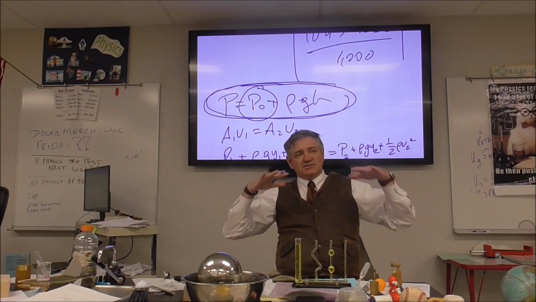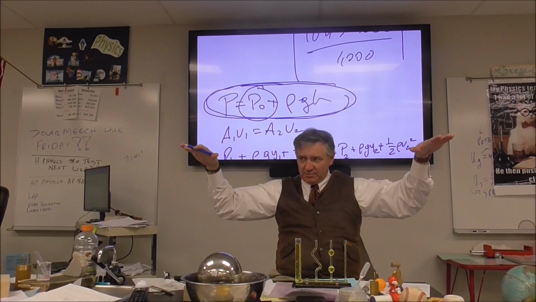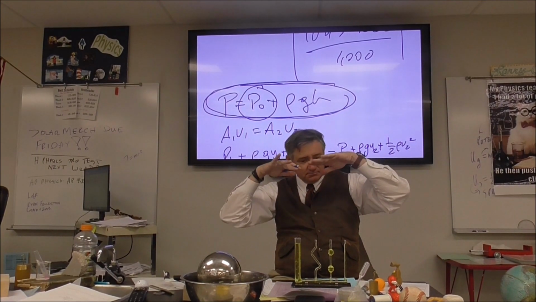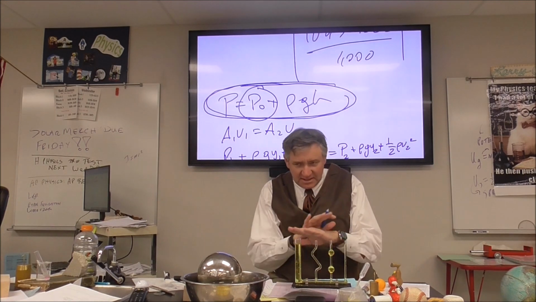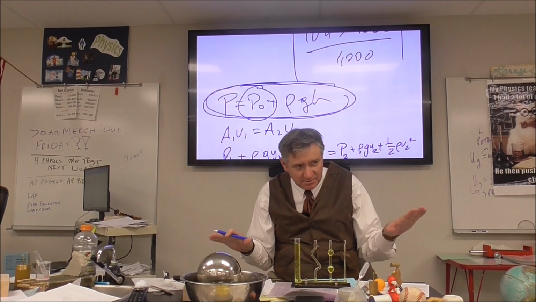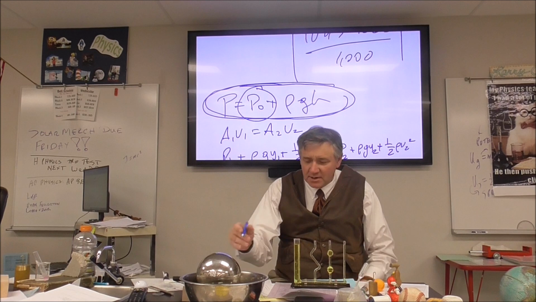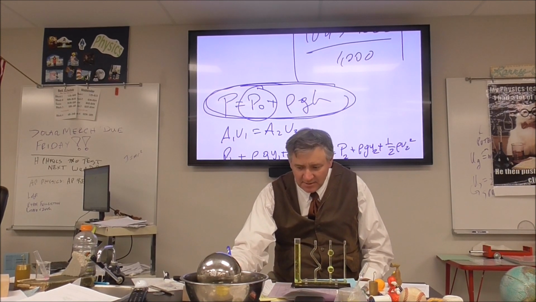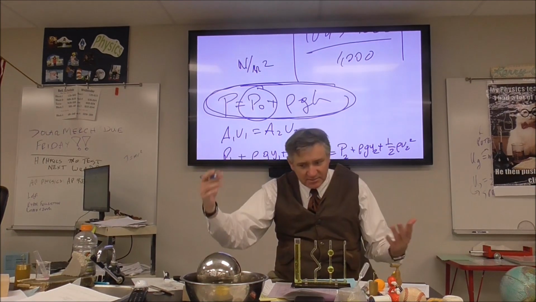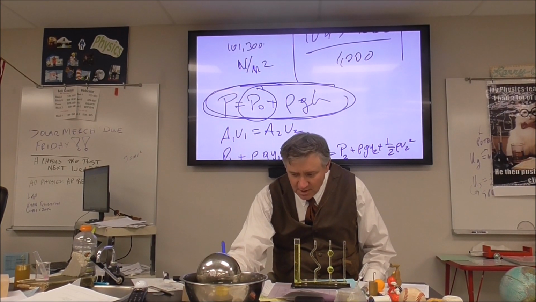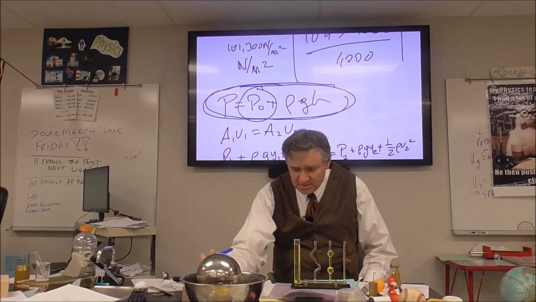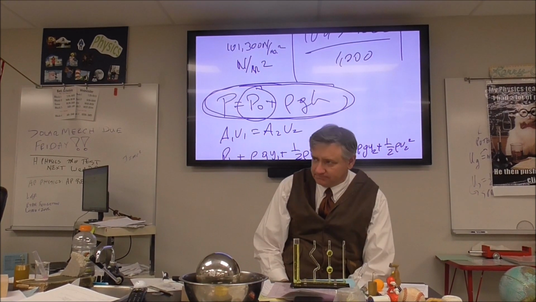So P naught is your standard atmospheric pressure. Since it's open, do all of these have the exact same atmospheric pressure? Yes. So P naught is the same, and that's going to be newtons per square meter. Under 1 atmosphere, which is about what we're at, that's 101,300 newtons per square meter.